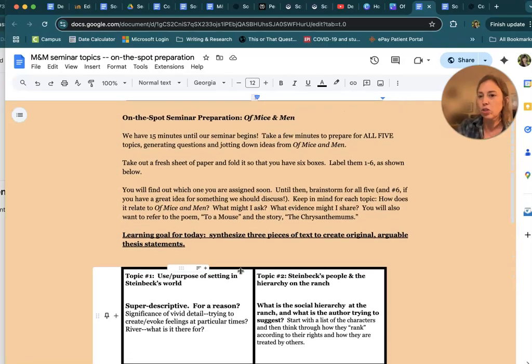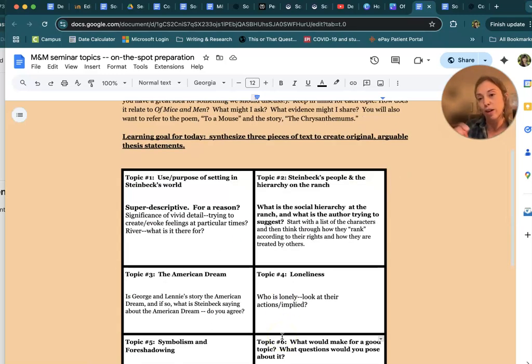It's also great because you can have students who are sitting on the outside of the circle then taking notes either on their hard copy paper or in their Google Doc, because then afterwards you could see my learning target, my closure, was for them to synthesize 3 pieces of text to create original, arguable thesis statements. So based on the topic that they were in, they had to construct a thesis statement. Okay? Anyway, I hope that this helps to explain why you might choose to do a fishbowl seminar.